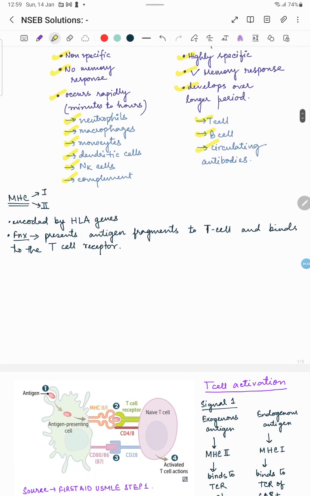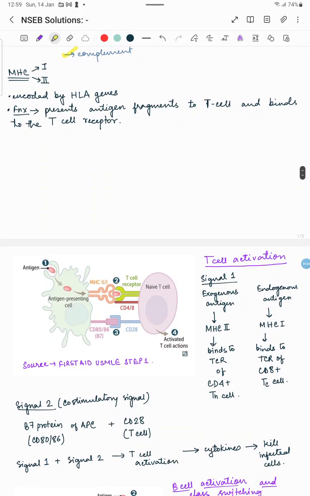Now coming to MHC, which is the major histocompatibility complex. There are two types of MHC, MHC1 and MHC2. These are encoded by the HLA genes. What is its function? Its function is to present the antigen fragments to the T cell and bind to the T cell receptor. So MHC is actually present on the antigen presenting cells, which presents this antigen to the T cells and it binds to the T cell receptor.